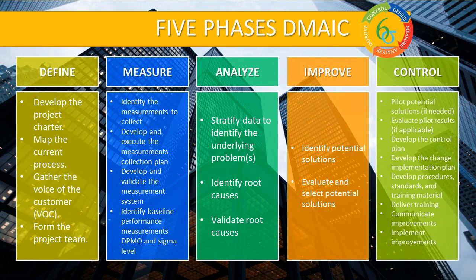Now let's talk about the first major methodology of Six Sigma, which is DMAIC. DMAIC has five phases. First, define. Second is measure. Third is analyze. Fourth is improve. And finally, we have control.